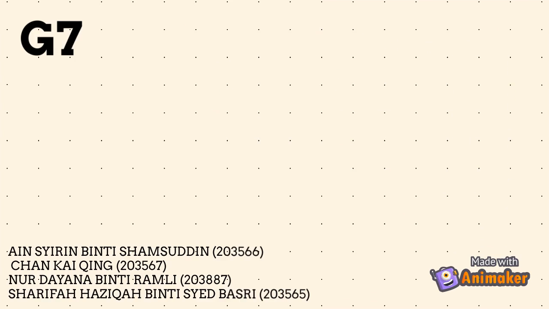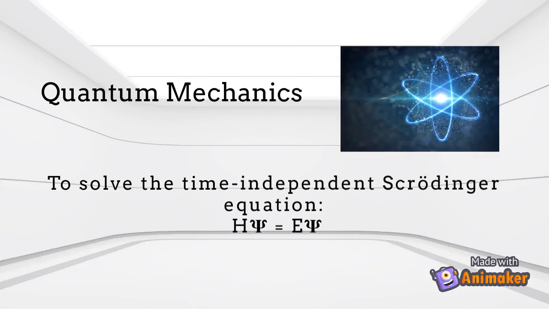So, what is quantum mechanics? It is a fundamental theory in physics that provides a description of the physical properties of nature at the scale of atoms and also subatomic particles. The aim of quantum mechanics is to solve the time-independent Schrödinger equation, in which the Hamiltonian operator produces the evaluation of energy.